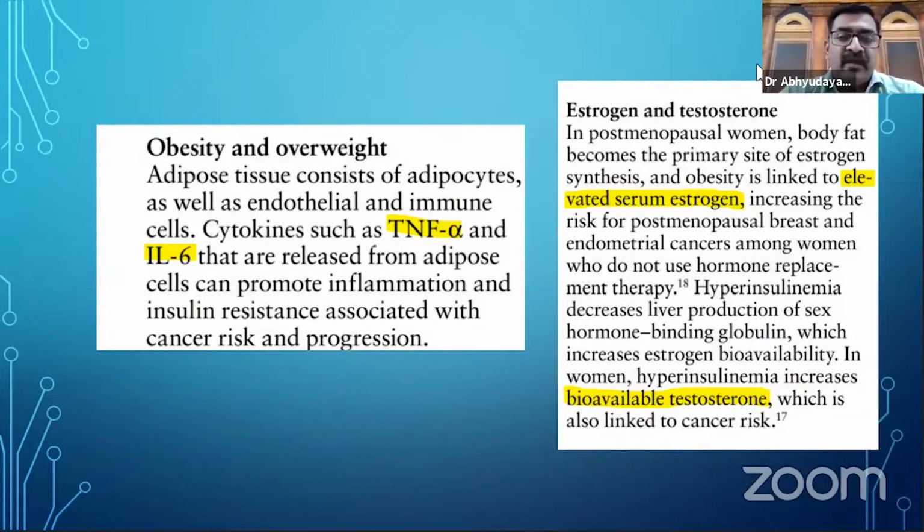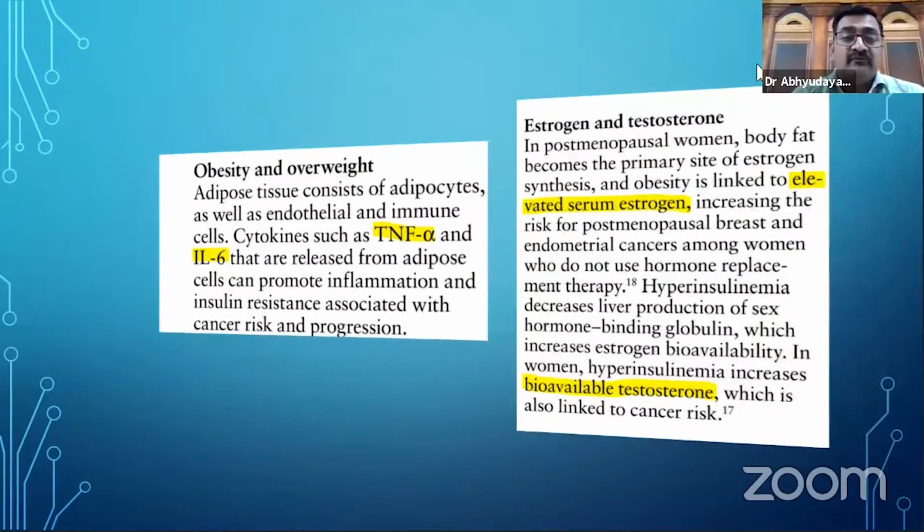Their body fat becomes the primary site of estrogen synthesis, and obesity in these females especially is linked to elevated estrogen levels, increasing their risk of breast and endometrial cancers. And along with this obesity, we have hyperinsulinemia due to insulin resistance, which decreases the liver production of SHBG, or sex hormone binding globulin, and increases estrogen availability. In these postmenopausal females, hyperinsulinemia increases the bioavailable testosterone levels also, which is again linked to cancer risks. So these are various pathophysiologies we can see of how diabetes, hyperglycemia, insulin resistance, and obesity along with hormones increase the chances of various cancers.